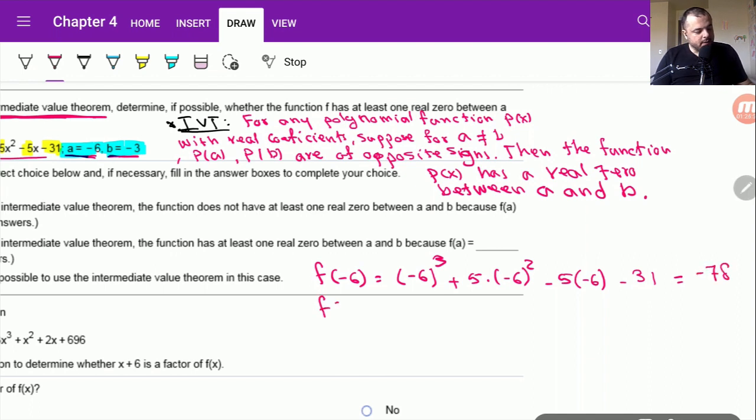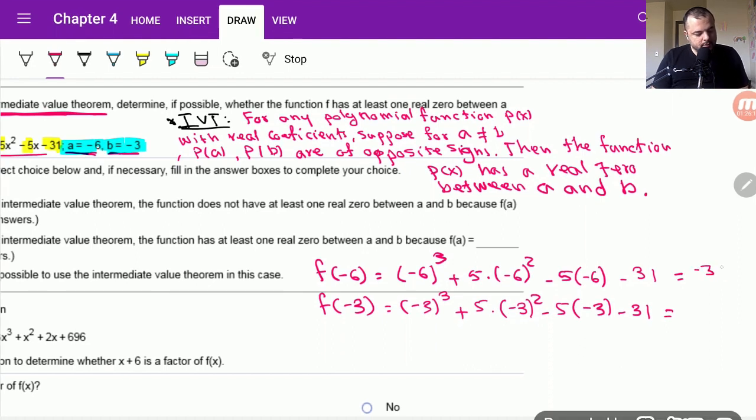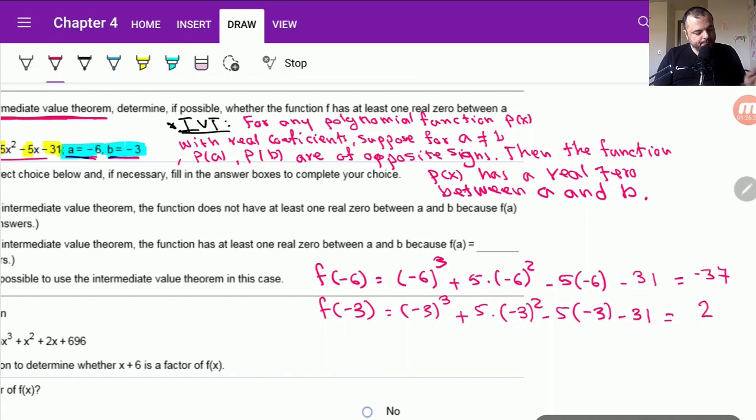And what is f of -3? The first one is f of a, the second one is f of b, which is -3 cubed plus 5 times -3 squared minus 5 times -3 minus 31. So what is the answer? This is -37. And this is 2. So the first one is -37. Just by mistake, I found it. It was incorrect, -78. The correct one is -37. And the second one is 2.